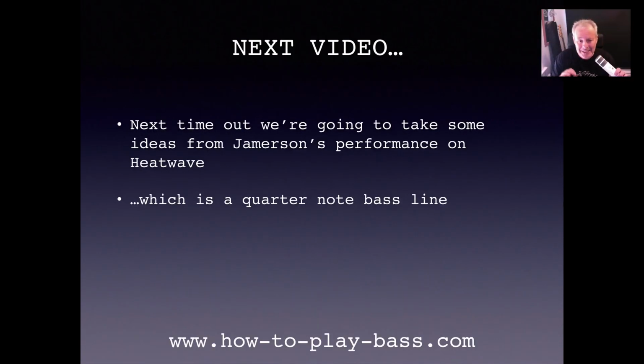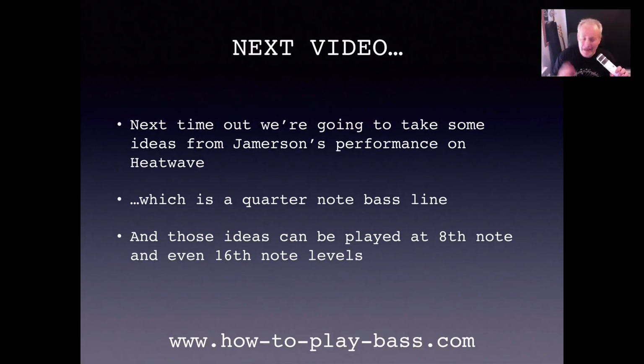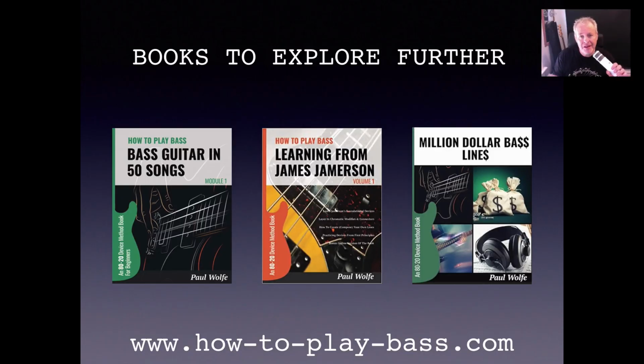My student also asked if I could create a line using ideas from Jameson's performance on Heatwave for like a swingy version of Can't Buy Me Love. If you saw my video, Swinging the Beatles, you'll know the kind of thing that I did with that, and it's going to be the same kind of thing in this video once we've identified some ideas from Jameson's performance, but we'll use those to give us the foundation of that line. And as I mentioned, those ideas that we're going to lift can be played at 8th note and even 16th note levels.